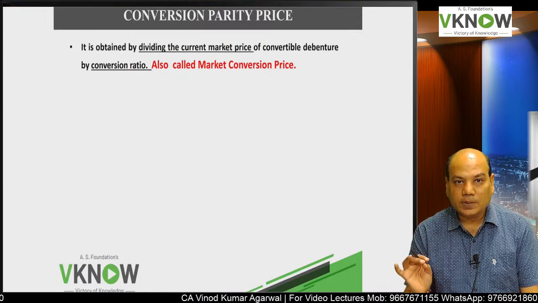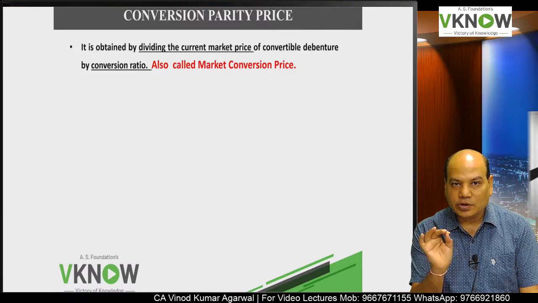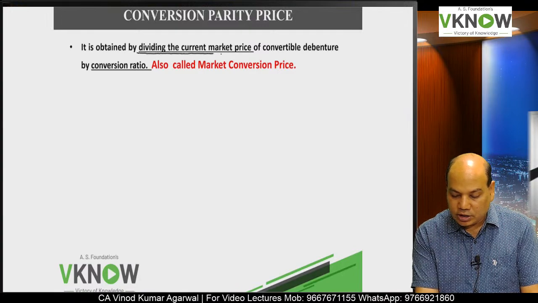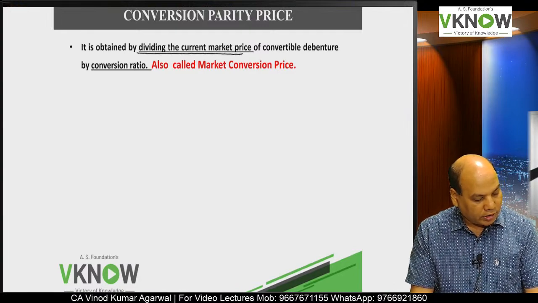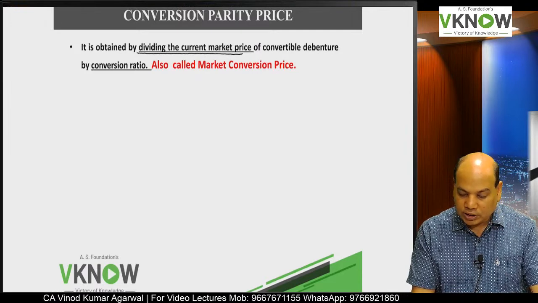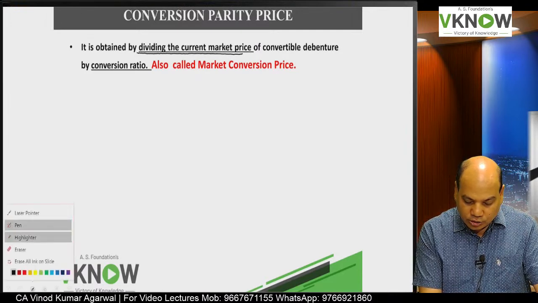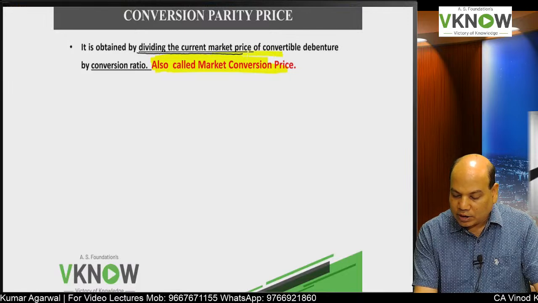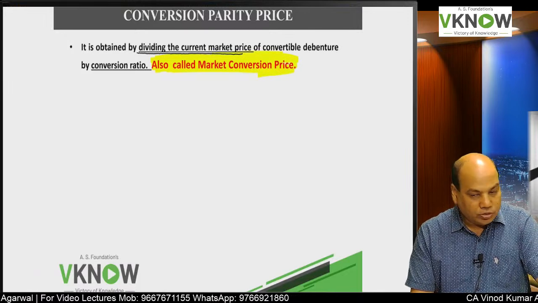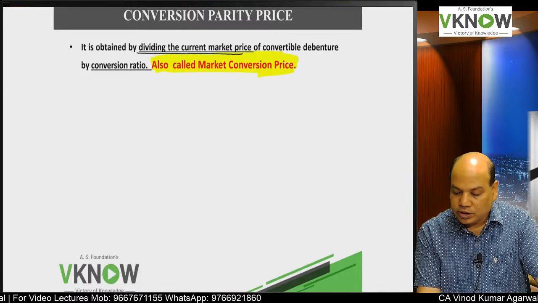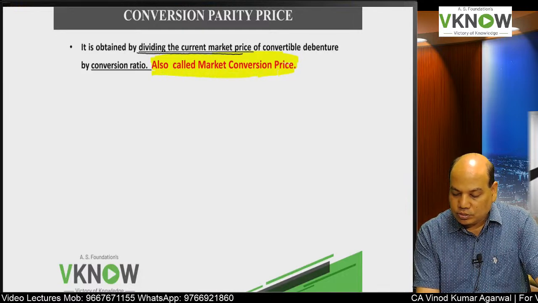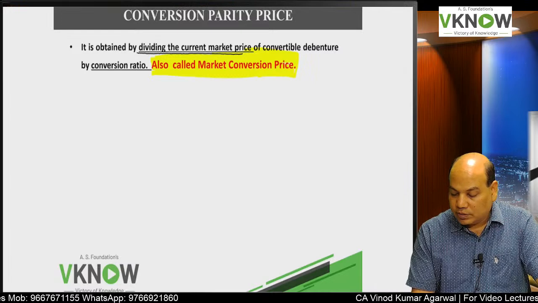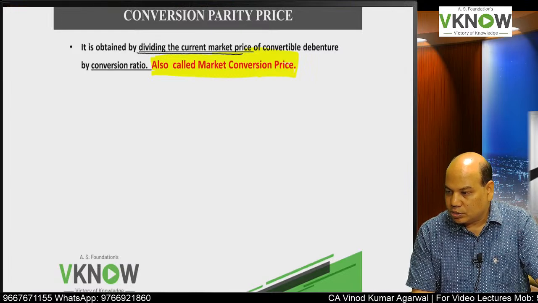Now next is conversion parity price. Very similar sounding terms, be careful. Conversion parity price means dividing the current market price of the share by the conversion ratio. Also write down one more line in your book. It is also called market conversion price. It is also called market conversion price because in one exam they may ask you to find the market conversion price, and then the student will say you have not given us the market conversion price separately. It is equal to conversion parity price.